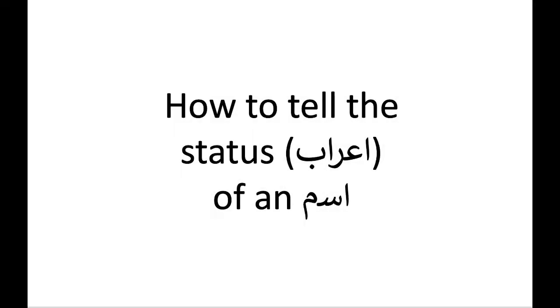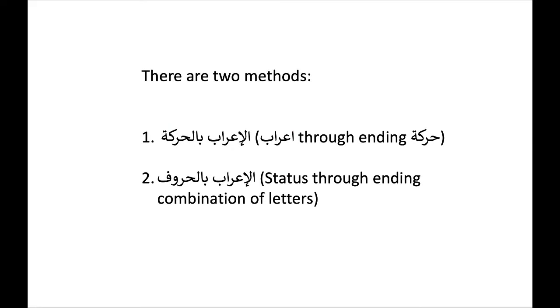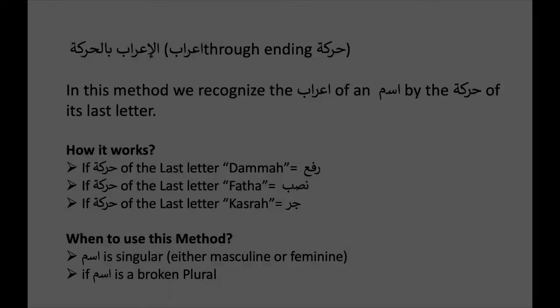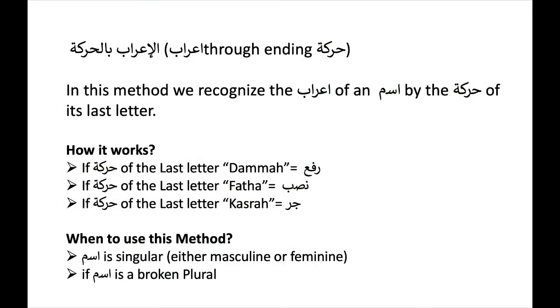How to tell the status i'rab of an ism in Arabic sentences. There are two ways of recognizing the i'rab of an ism. Al-i'rabu bil-harkah, i'rab through ending haraka. The second way of recognizing i'rab of an ism is al-i'rabu bil-hurufi. In this case, we recognize the i'rab of an ism by the haraka of its last letter.